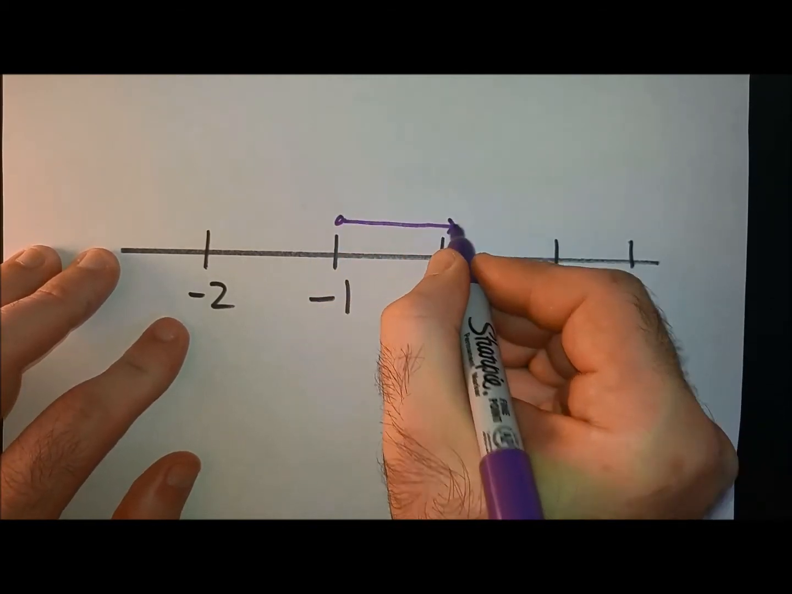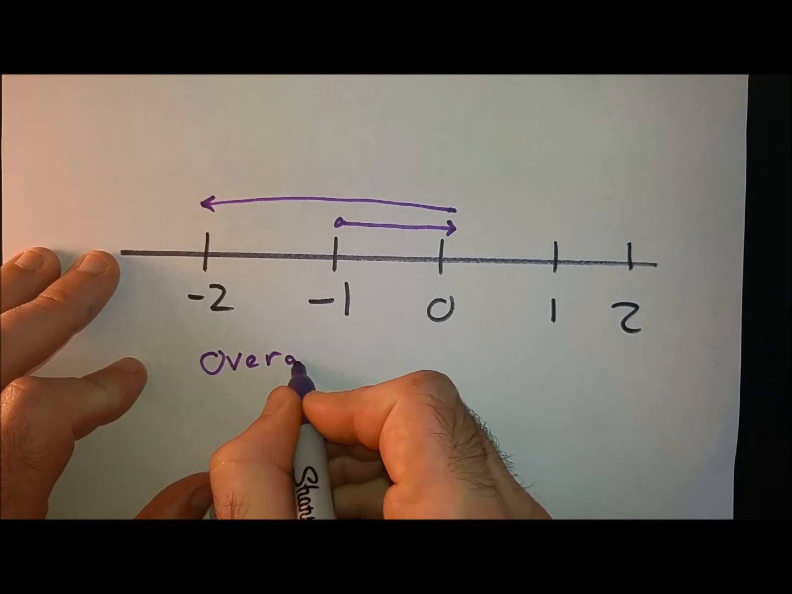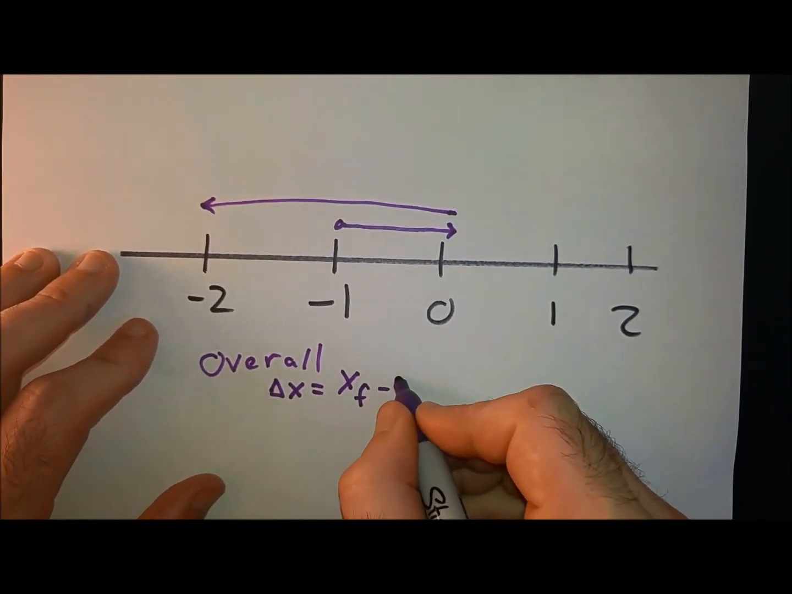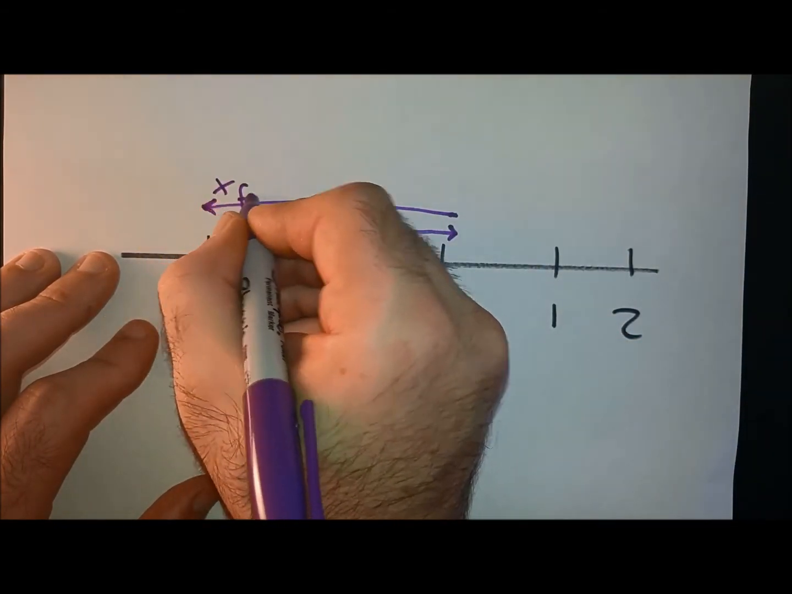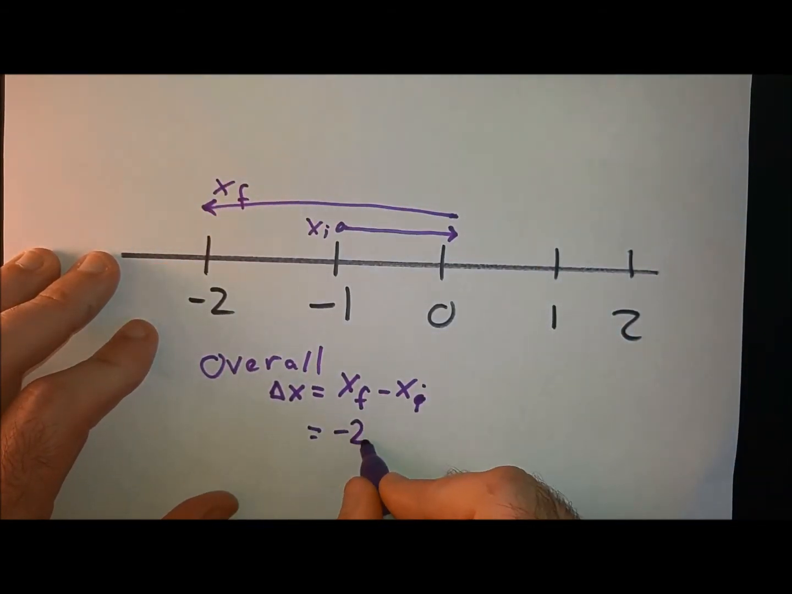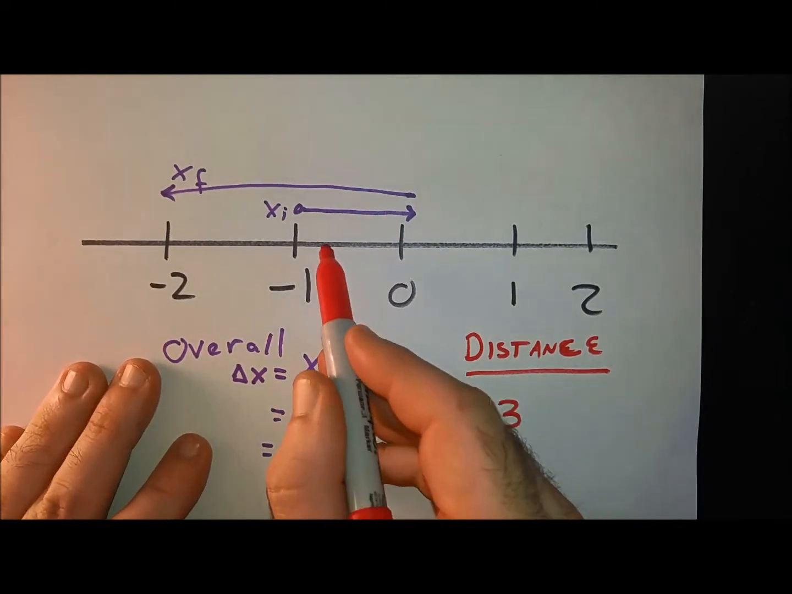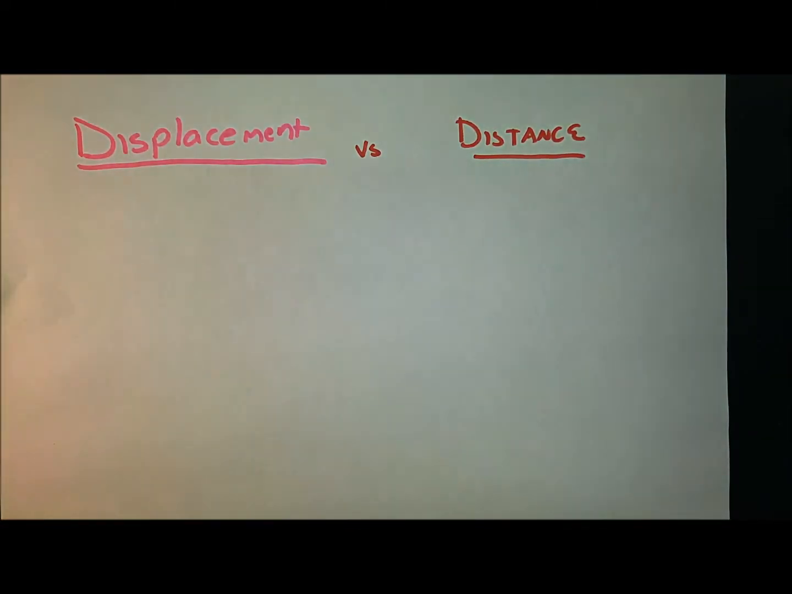Now let's say we go forward 1, but then we turn around and go back to -2. The overall displacement is your final minus your initial of the entire journey. We started at -1, but we ended at -2. If you do the math, you end up with -1. We ended up left 1. However, we still went some distance. We went forward 1, back 2. That's an overall distance of 3.